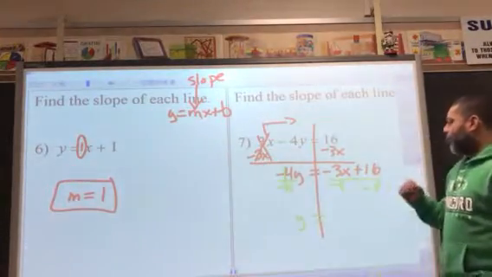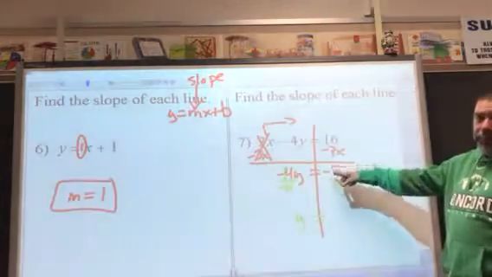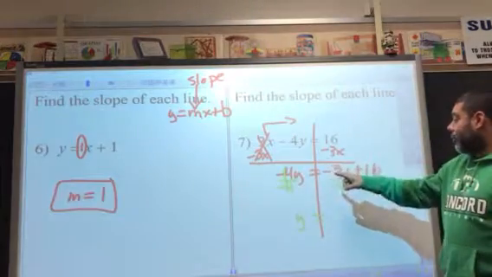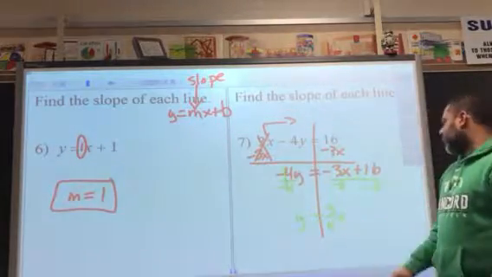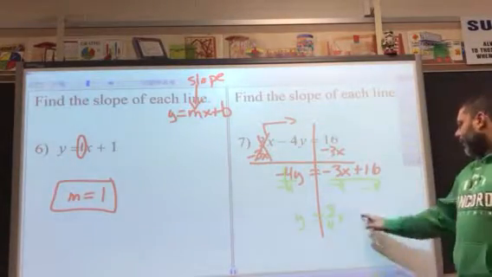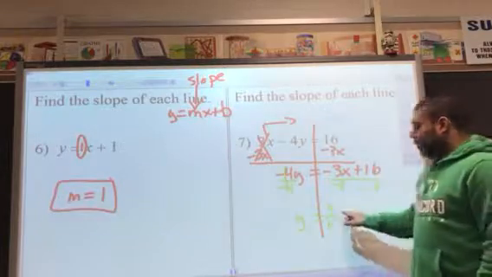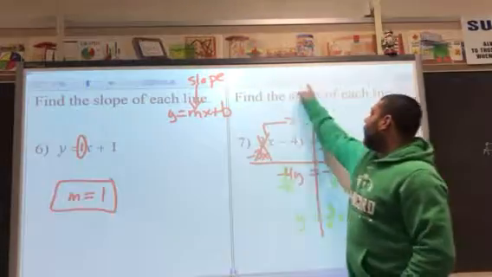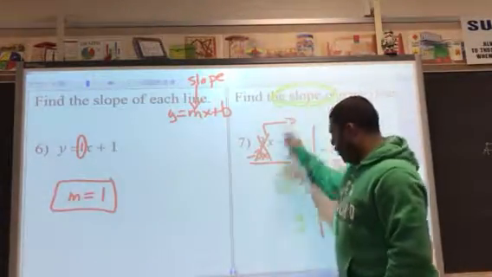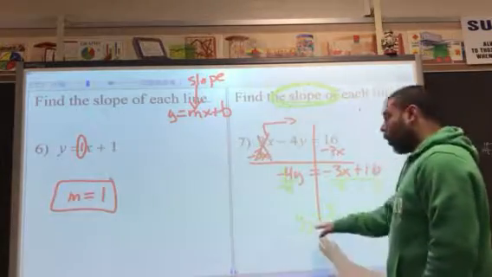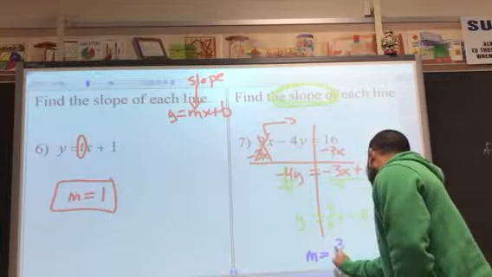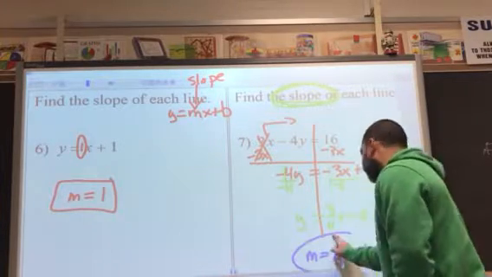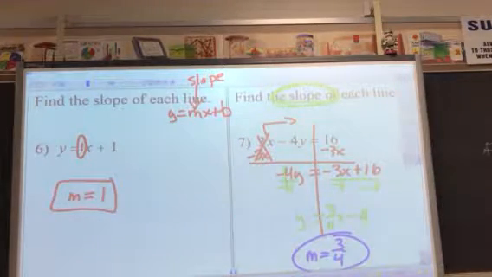Now, one thing you have to do, you've got to make sure you simplify this correctly. Negative divided by negative is a positive 3/4 x. 16 divided by negative 4 is negative 4. Now this is not my answer. They want to know what the slope is. That is slope-intercept form. So then my answer for slope is 3/4.